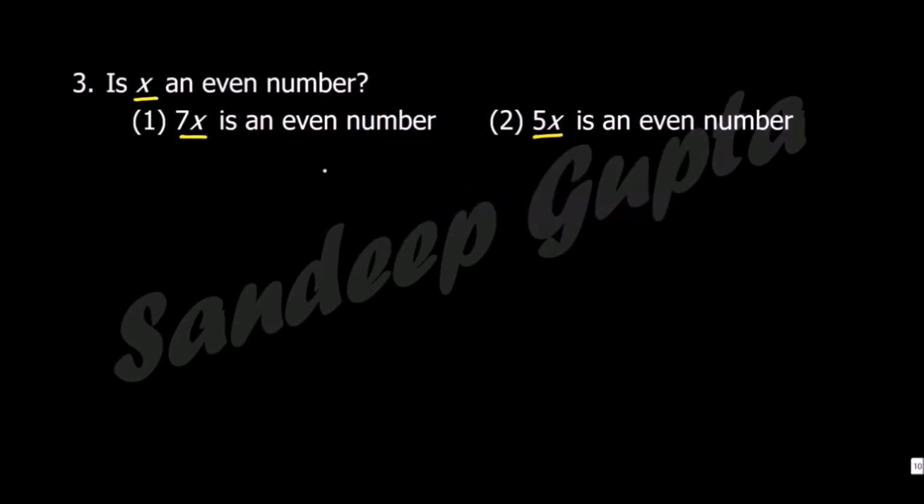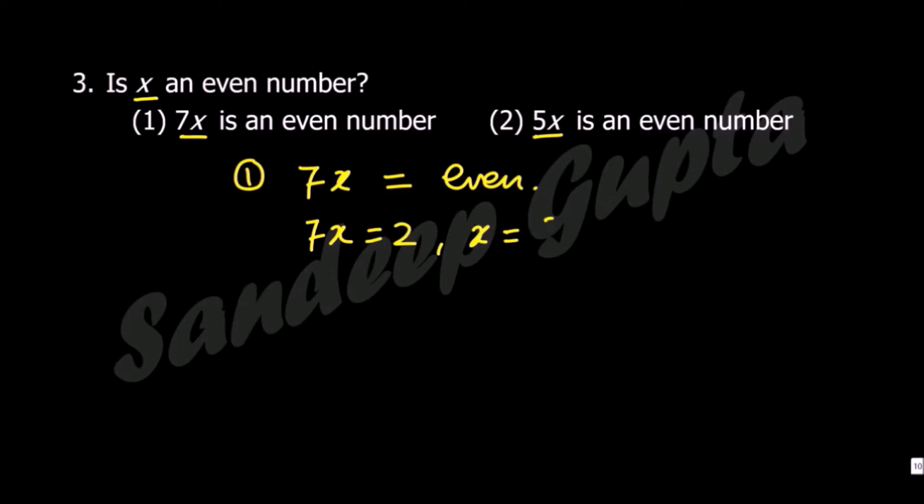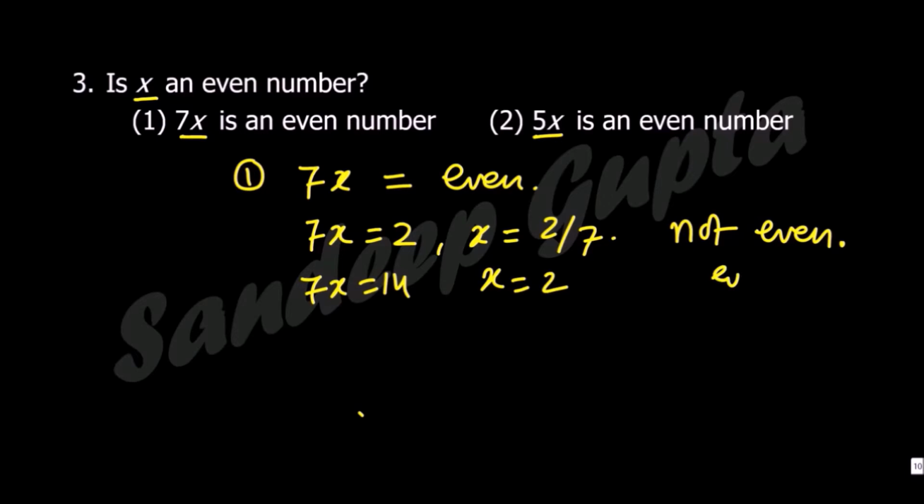All right. So let's assume the first statement, 7x is even. Normally, if you're not paying attention, you will automatically say, obviously, if 7x is even, x must be even. You have made some mistake here, dear friend, and that is if 7x equal to 2, then x would have been 2 by 7, and this is not an even number because even numbers are integers. A fraction cannot be called an even number. But if 7x equal to 14, then x is equal to 2 and it is an even number.